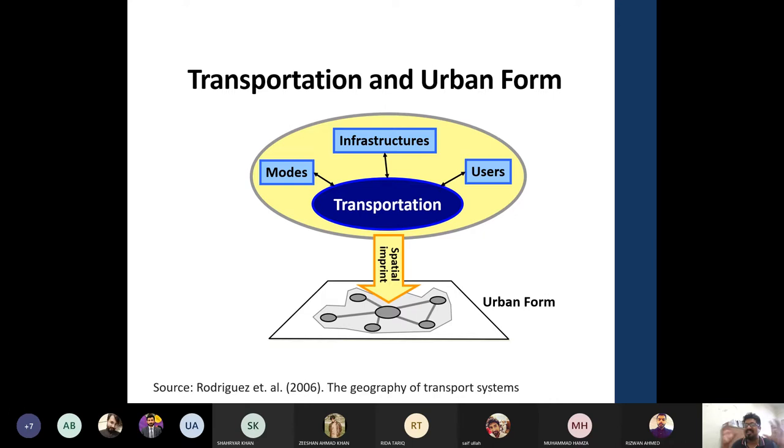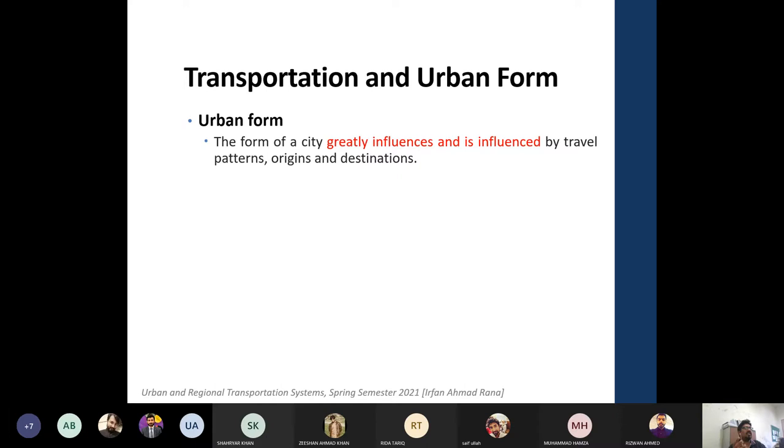Urban form, as we've talked about, is everything that will be constructed. For example, if people are traveling from point A to point B, there will obviously be some kind of built up area at the origin and destination. And along the way, the people who are traveling might have to stop somewhere, so they need some kind of infrastructure supporting that. So that influences your travel.